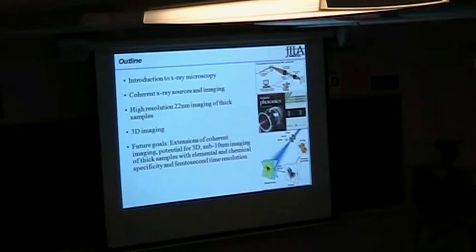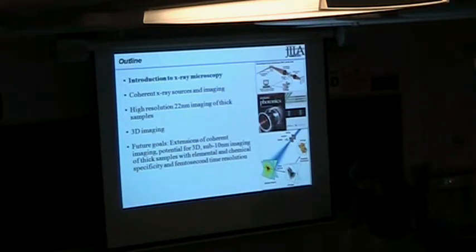So just a bit of an outline, I'd like to start by giving an introduction to X-ray microscopy, then talk about the type of microscopy that I work on, which uses coherent X-ray sources. Then I'll tell you about our recent work where we obtained 22 nanometer resolution of a fixed sample, and then how we can extend that to obtain some 3D information from the data that we take. And finally, some of the future goals that we have, and also including some extensions of this type of imaging.